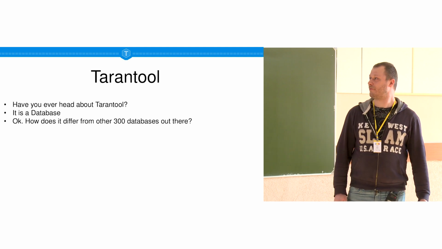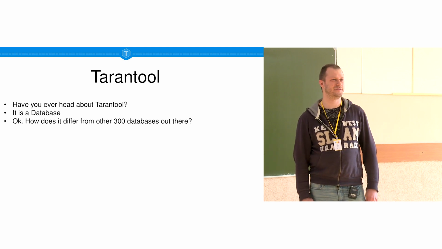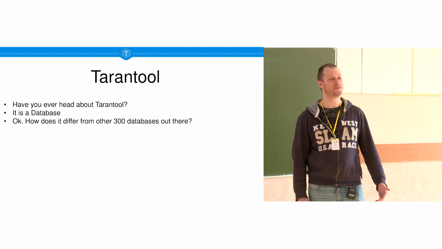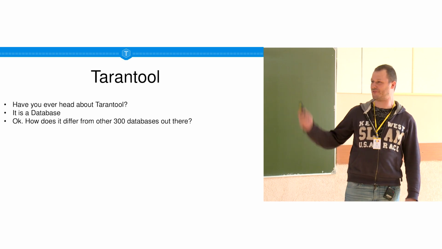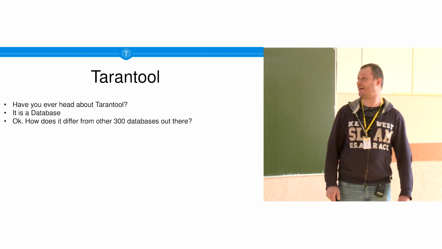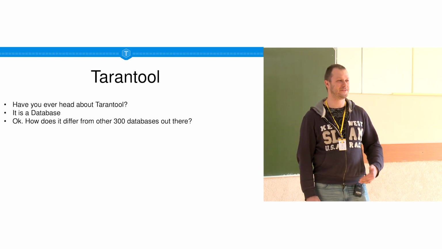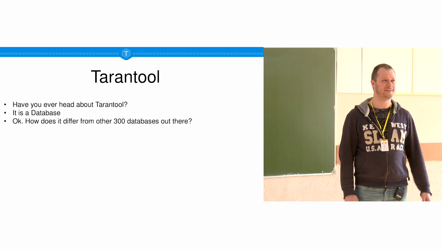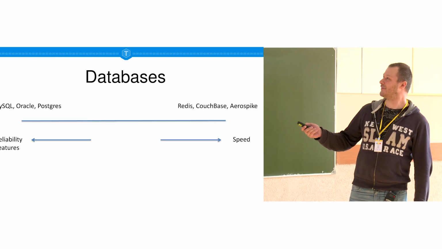So when you first hear about a new database, your first question is probably: how does this database differ from all others? Because there are more than 300 databases out there, and it is like the 301st database. So it's always a question of why do we need a new one? Let me explain this to you.